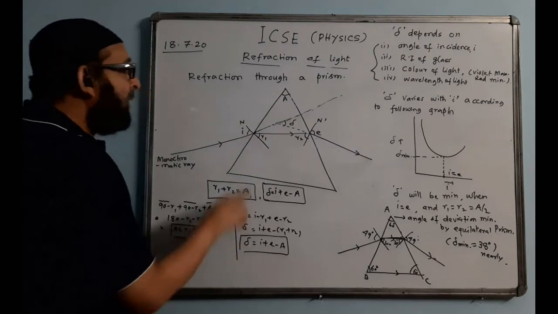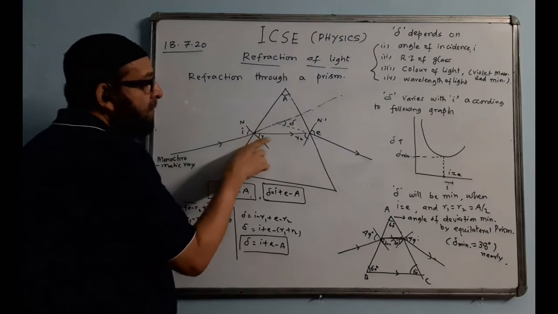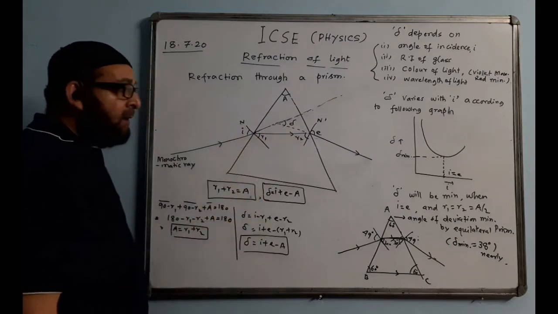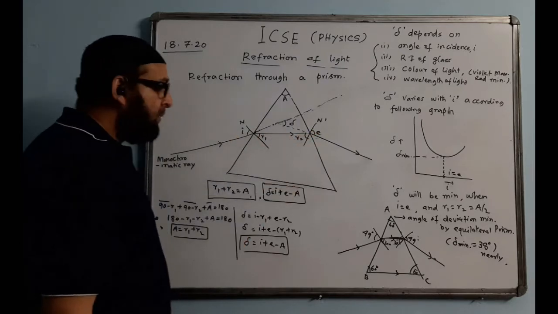Here there are two angles marked, R1 and R2. These two are called angles of refraction. I is called the angle of incidence and E is called the angle of emergence.